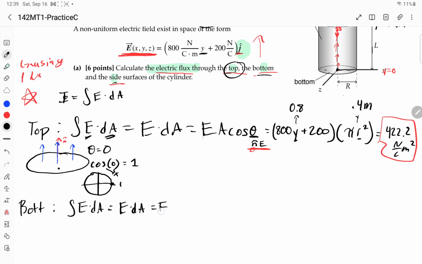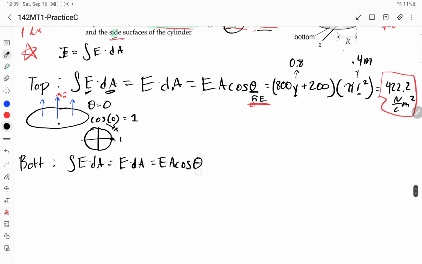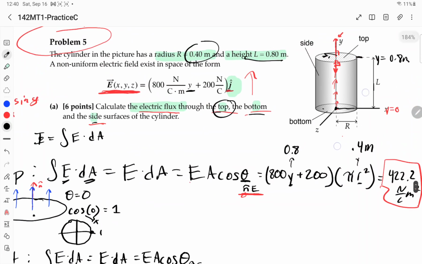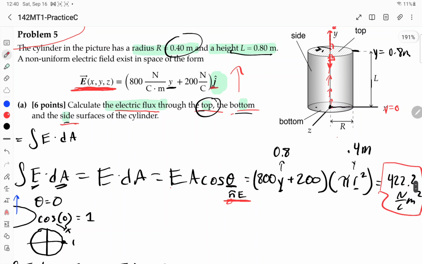Now this you can convert to EA cosine of the angle. Let's look at the shape itself to identify what this angle is. I usually like doing the angle first because sometimes it makes your whole equation pointless. There's no need to do the integral if it's 0. So this is usually a defining factor on if it's positive, negative, or 0. So let's do that now with the bottom surface. We want the normal vector to go out, so out would mean that it's perpendicular and down.